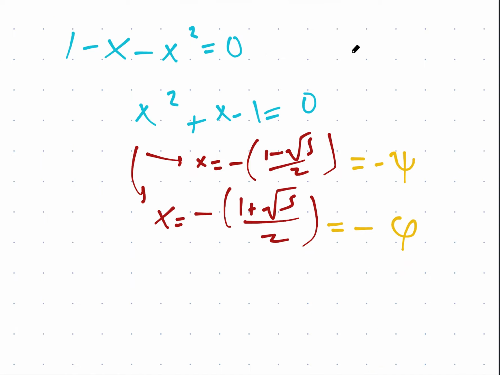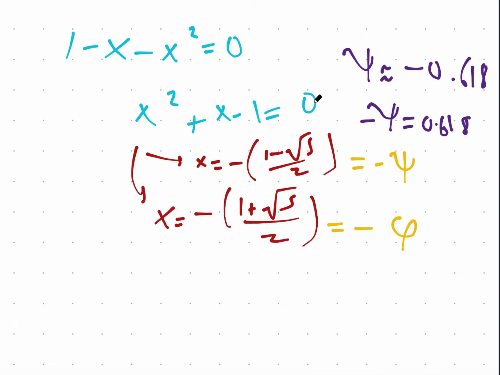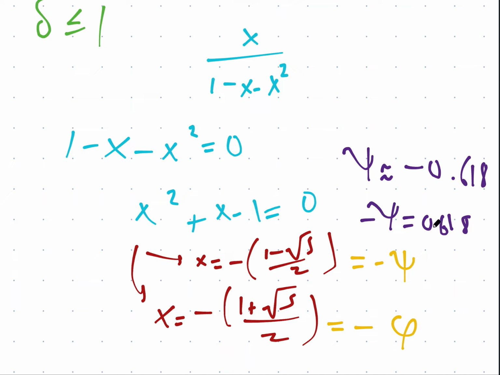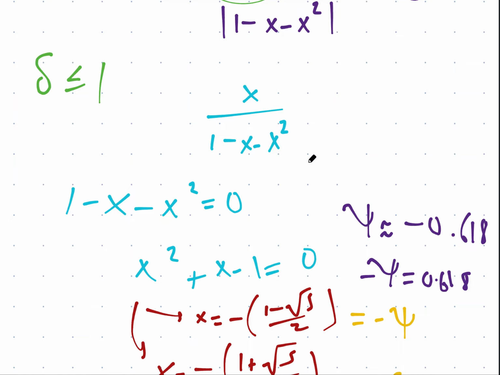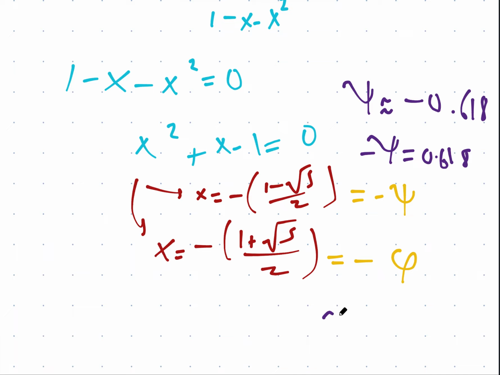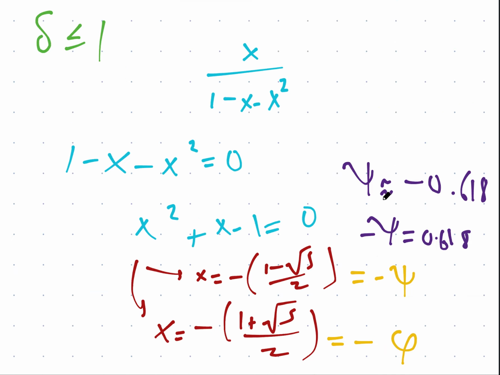Well, let me explain. Psi is approximately negative 0.618, which means that the negative of that will be positive. So negative psi is about 0.618, which is less than 1. And since this is a root of this equation, that means that at x equals negative psi, we're going to get 0 in the denominator, which means it's undefined, which means we cannot use delta less than or equal to 1. Now, the good news is that we don't have to worry about negative phi, because negative phi is about negative 1.618. And so we can say delta is less than or equal to something that's less than negative psi. So what can we do?